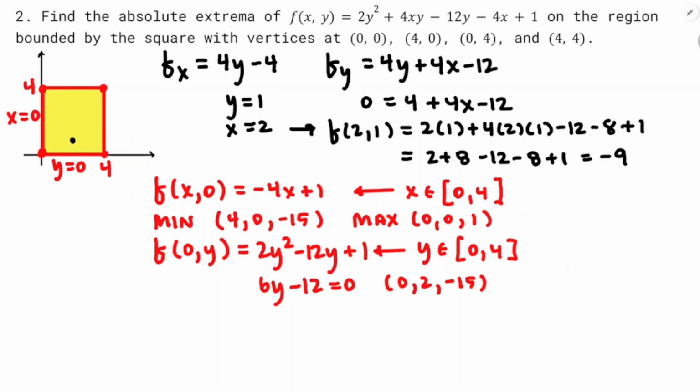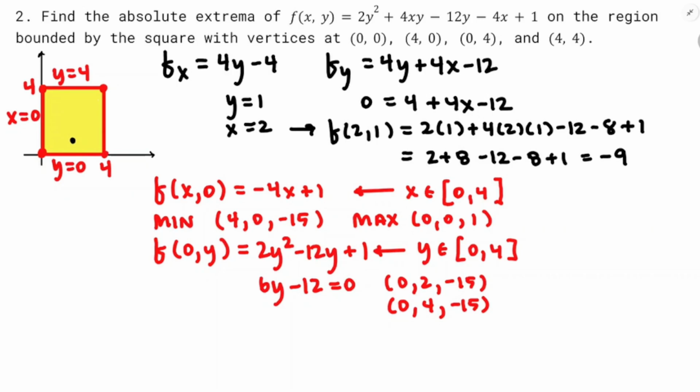Okay, I checked y equals 0. Now I will check y equals 4. That would be where x is 0 and y is 4. 0, 4, and 2 times 16 is 32. 32 minus 48 is negative 16 plus 1, another negative 15. Okay. Then I have checked 2 of the 4 edges. So this is going to be y equaling 4 as x runs from 0 to 4.